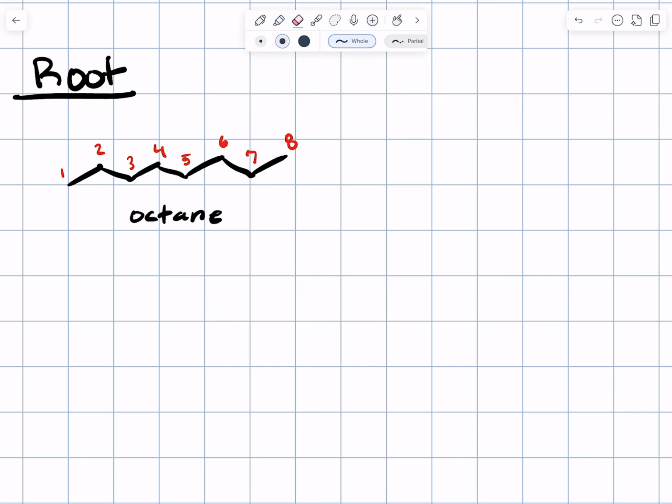If I had a shorter molecule, let's look at this. So 1, 2, 3, 4, 5. This would be a pentane. If I had something else, there's a root for that. So we simply use our normal roots to communicate how long our chain is.